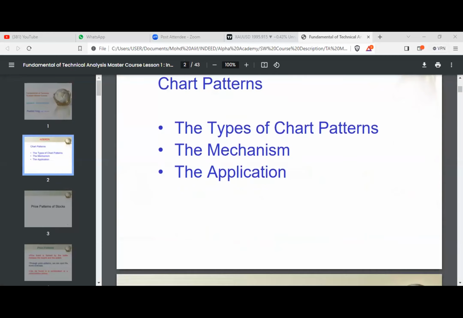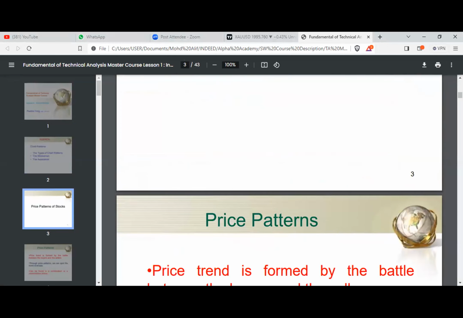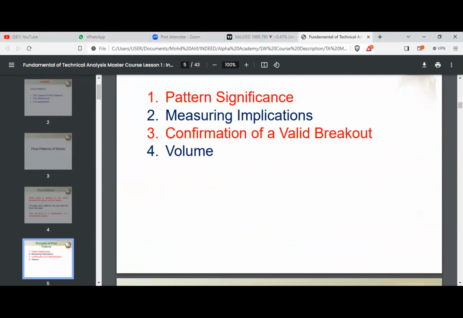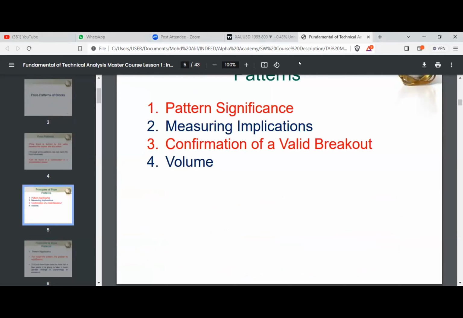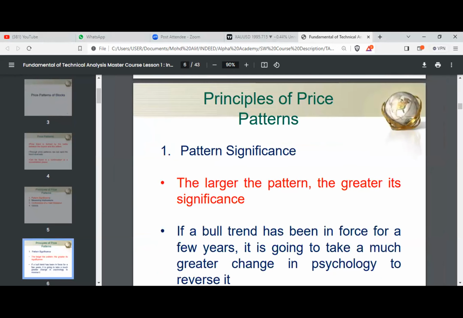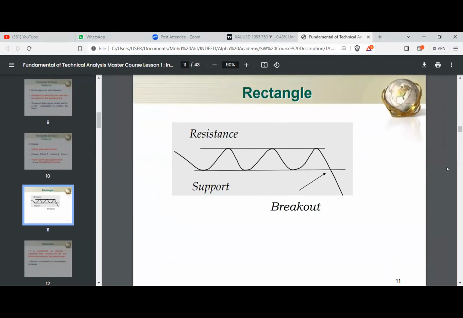So okay, sub pattern, the type of sub pattern, mechanism and application. So I will touch about this lah, the type of sub pattern. After this, we practice. We just go straight to the chart pattern number one. Okay, number one is rectangle.